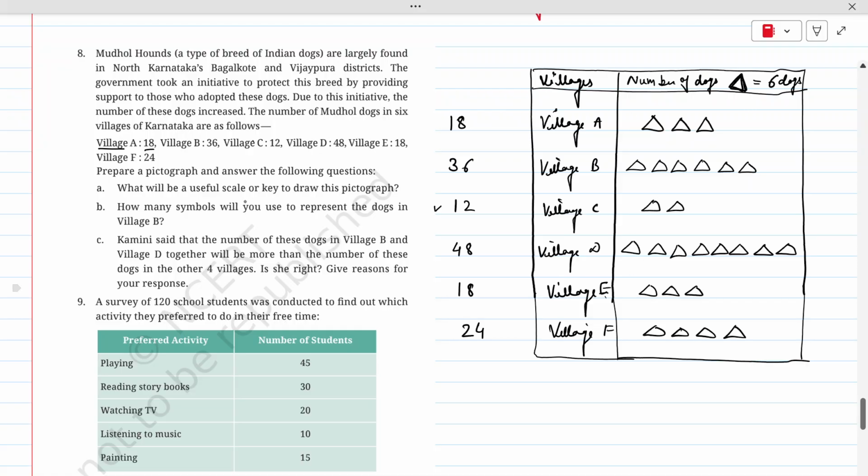Okay, next, what will be the useful scale or key to draw this pictograph? So this is a scale of 6. Scale of 6 units. The unit is dog here. How many symbols will you use to represent the dogs in village B? So we have used 6 symbols. Right? 1, 2, 3, 4, 5, 6.